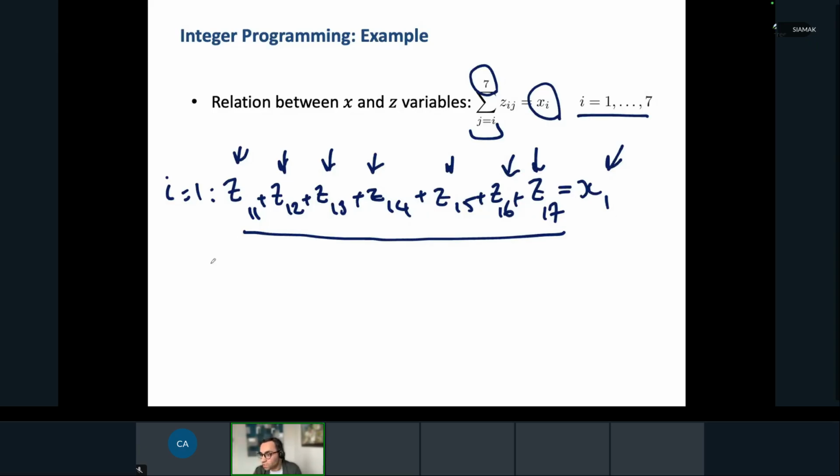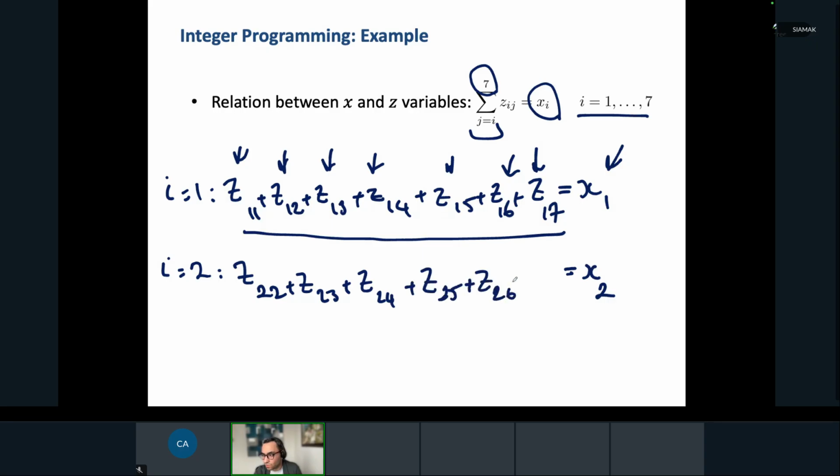Okay, when i is equal to 2, the right hand side is x2, the number of box 2 that you produce. You can use box 2 to satisfy demand of box 2, 3, 4, 5, 6, and 7. So you start from z22, z23, z24, z25, z26, z27. This is what is written here.